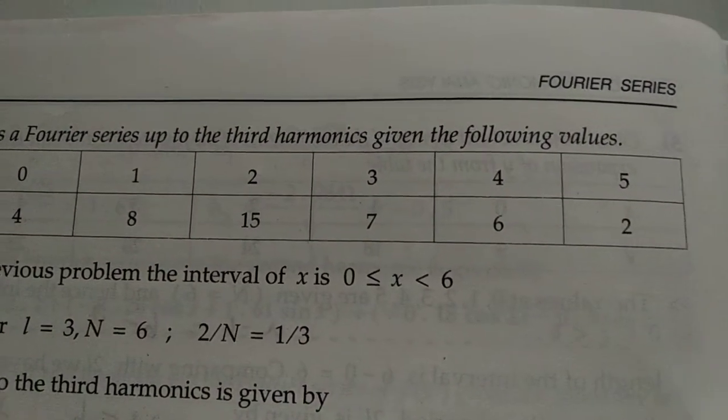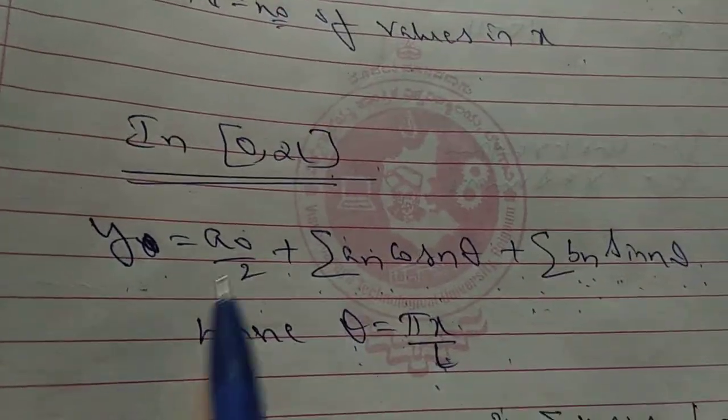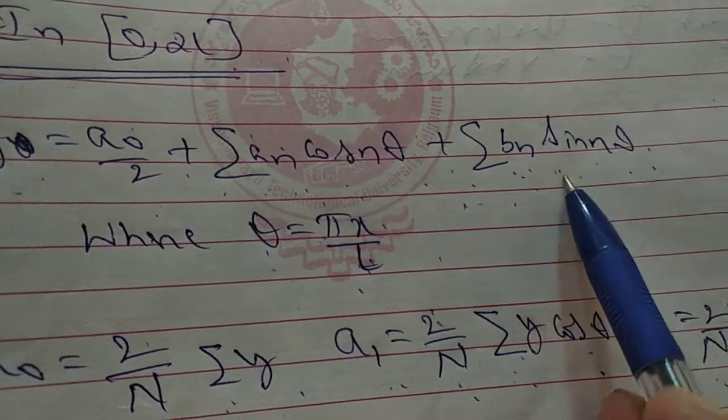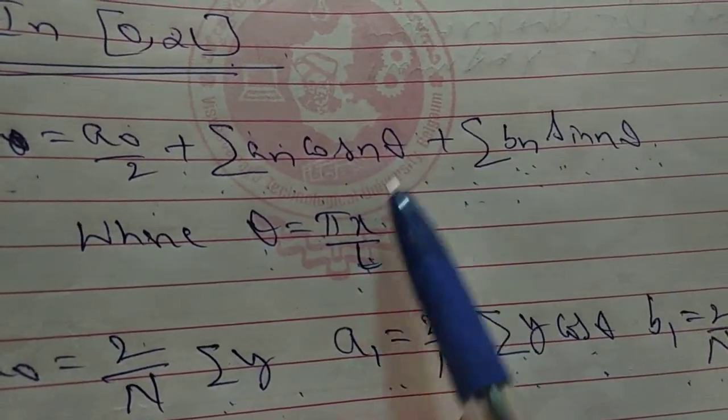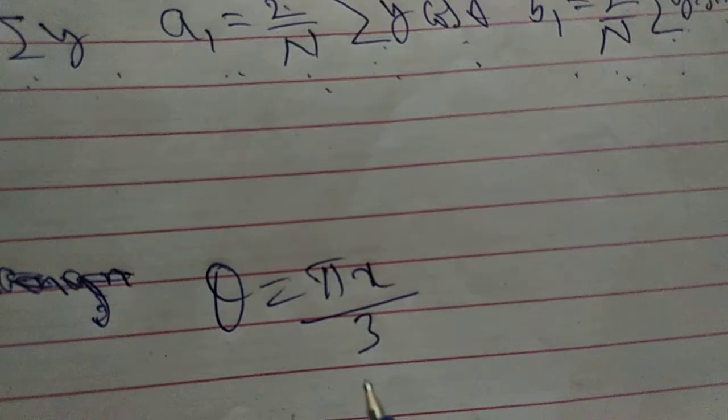So now you have to write the formula. y is equal to a naught by 2 plus summation of a n cos n theta plus summation of b n sin n theta. So here theta means what? Pi x by L. In this problem, what is L? L is equal to 3. So theta is equal to pi x by 3.